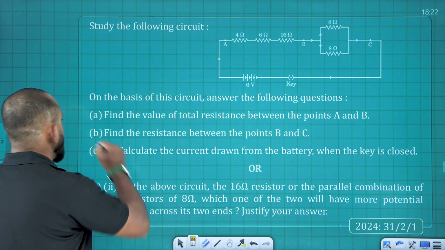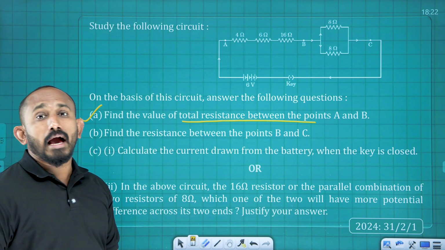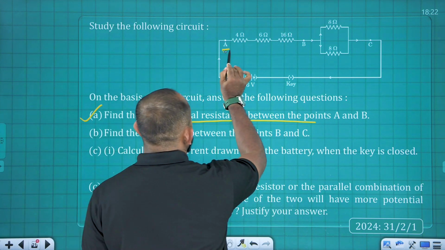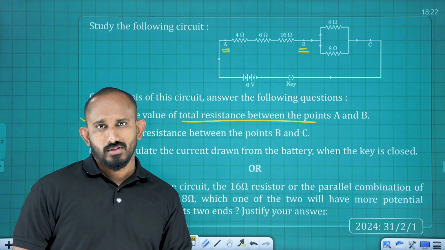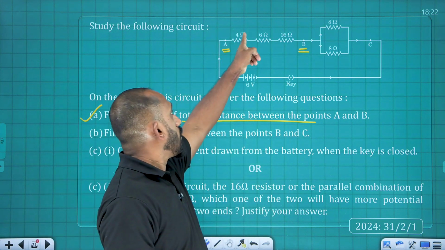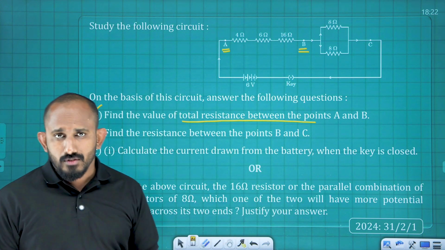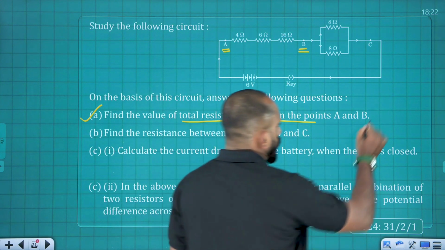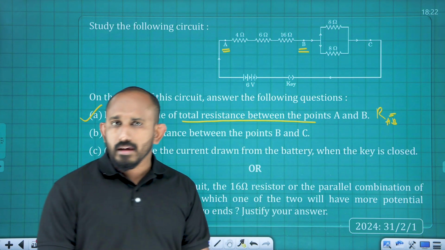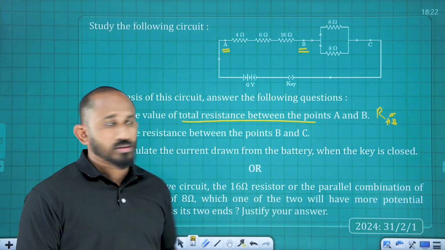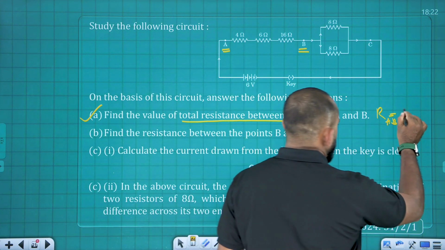The first question is, find the value of total resistance between the points A and B. See, this is A and this is B. Between A and B, what is the total resistance? There are 3 resistors, 4, 6 and 16, all of them connected in series. So RAB is equal to, all are in series, so add all together. 4 plus 6 is 10, 10 plus 16 is 26 ohm.